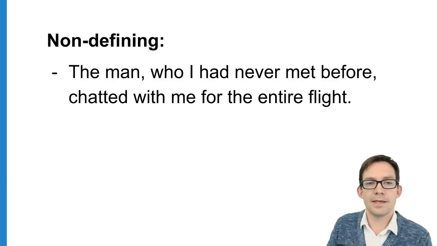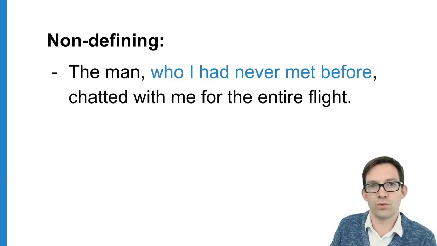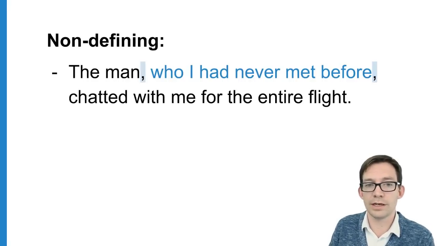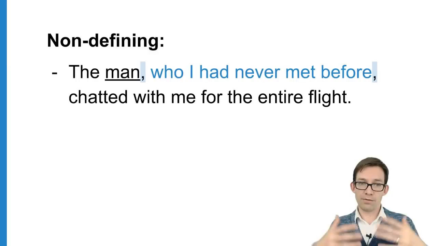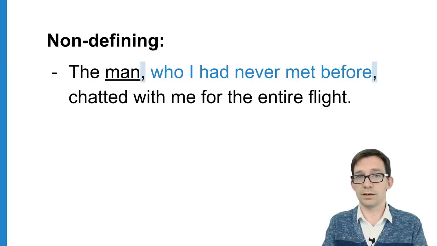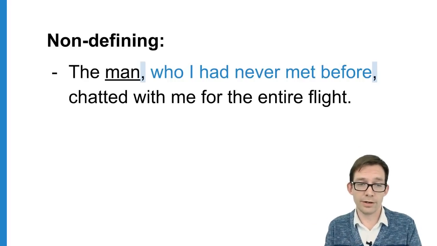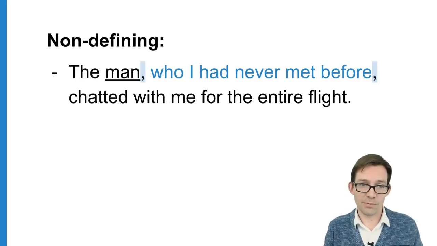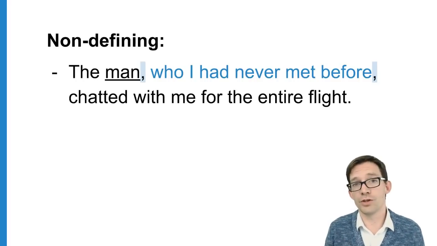So if I put this information between commas like this, what I'm saying is that you don't need the information between the commas to understand which man I'm talking about. So if I write this sentence, I have to decide the person I'm talking to or speaking or writing to, rather, understands which man, okay? And that's kind of a judgment call that you have to make.